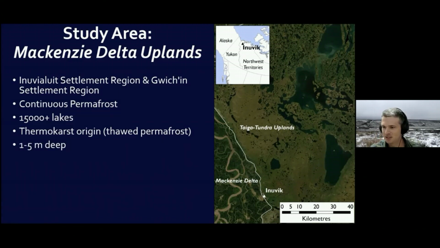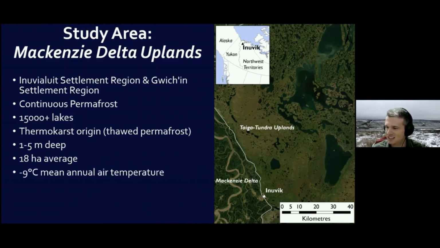They're only about 1 to 5 meters deep on average, and they're quite small on average, only about 18 hectares. You can barely see most of the lakes actually from this far zoomed out. And it's quite cold here. Average air temperature is -9, with snowmelt occurring in mid to late May most of the time now. And most of the region you see here is just shrub tundra. There's a few forest stands in the southern third there, but all of the lakes that we looked at were covered by shrubs or shrub-free tundra.